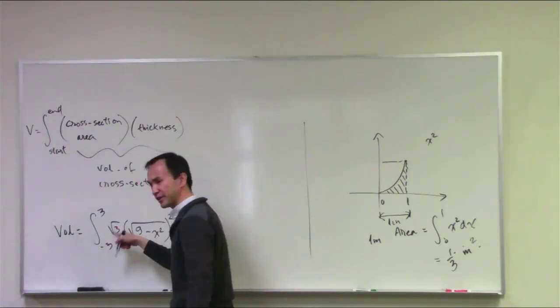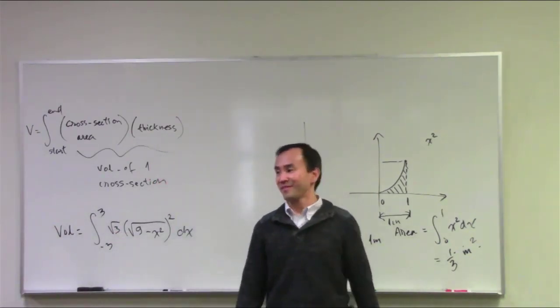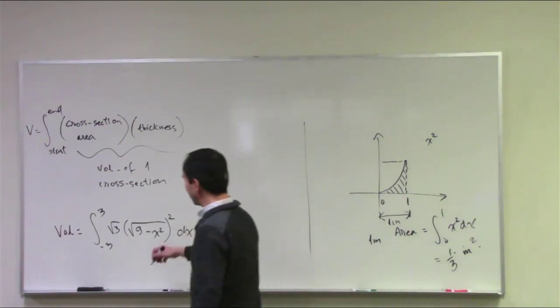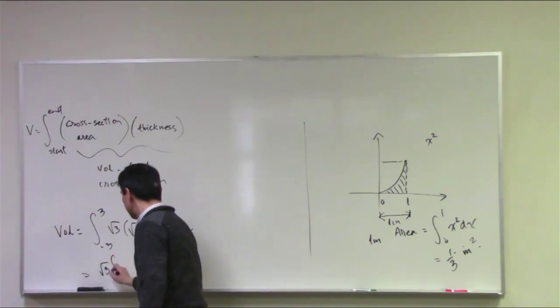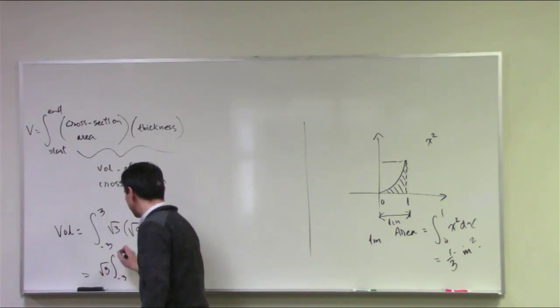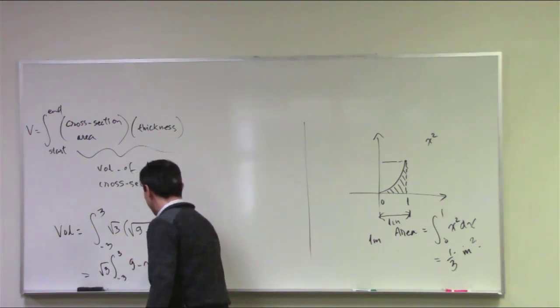Then, of course, I canceled out all of the 2's, right? You guys can see that? And then the square here will eventually cancel out with the square roots, like this. And I can bring that square root of 3 in front, like this. So square root of 3 times the integral from negative 3 to 3 of 9 minus x squared dx.